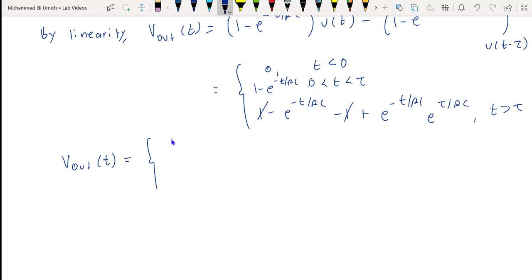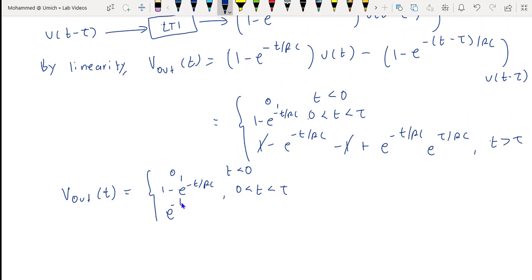equals 0 for t less than 0, 1 minus e to the minus t over RC for 0 less than t less than tau, and e to the minus t over RC times (e to the tau over RC minus 1) for t greater than tau. And this is the pulse response of the RC circuit.